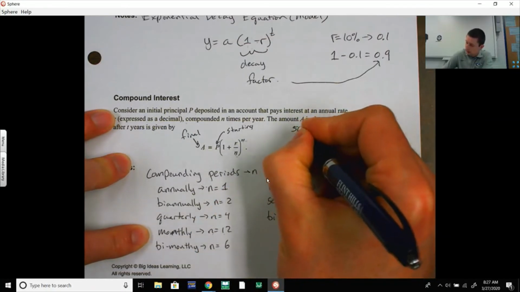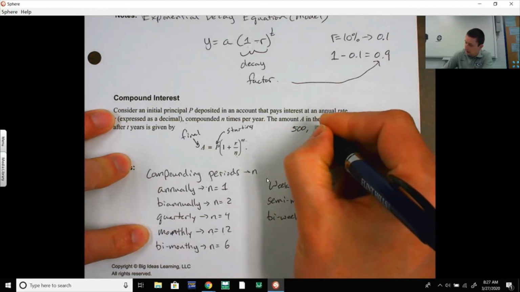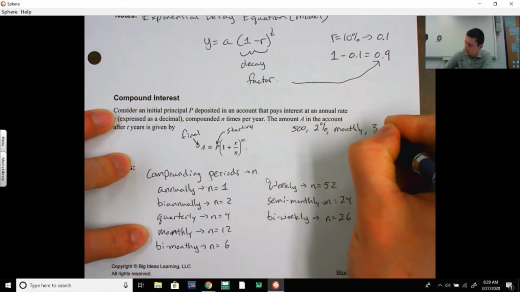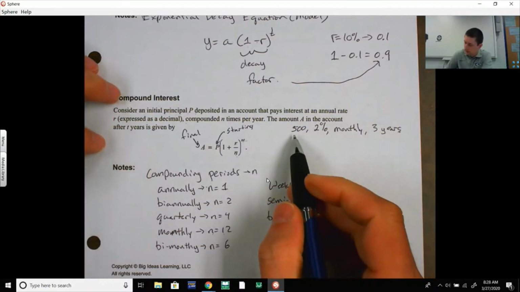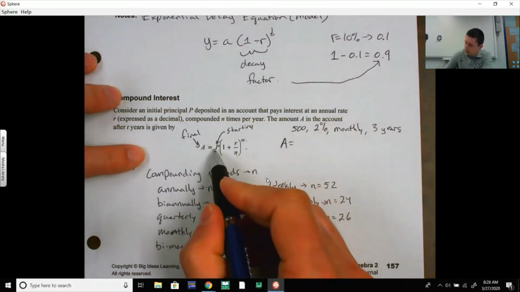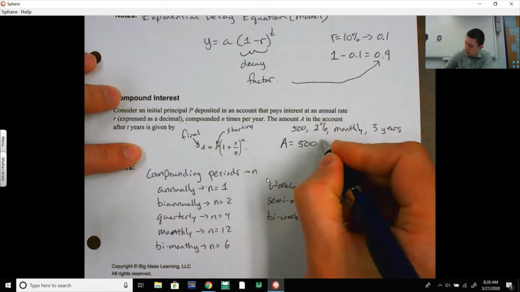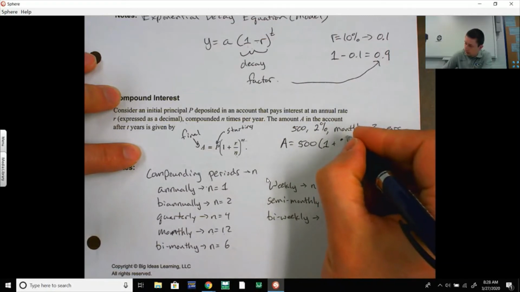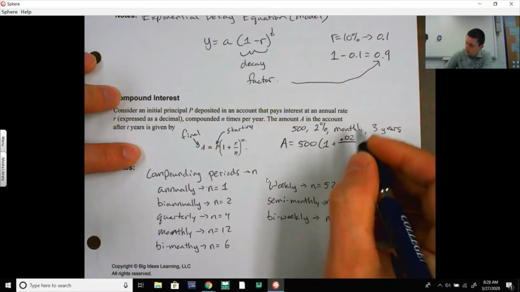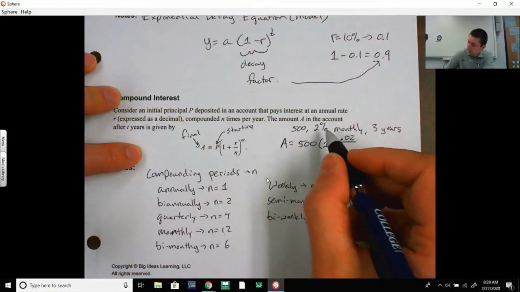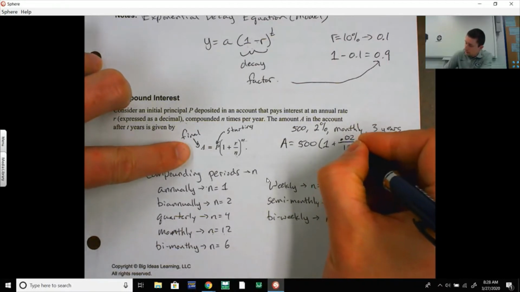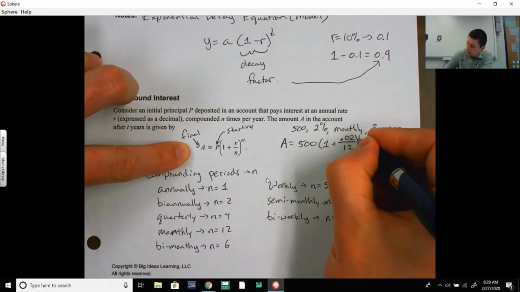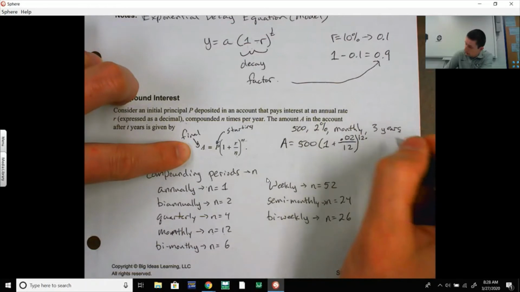So let's say we had $500 invested at 2% compounded monthly for 3 years. How much would we have after that? Our amount would be the principal, how much we started with, $500, times 1 plus our rate as a decimal, so 2% would be 0.02. That is an annual percentage rate, so over a year you get that. We're going to split that up between 12 installments. But then we have to figure it out every month, so we're going to take it times 12 times t, which is 3. So 12 times 3.